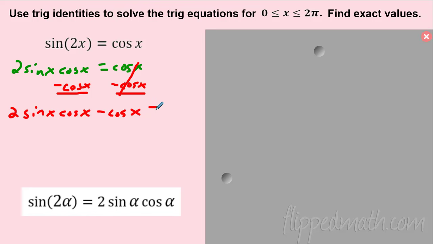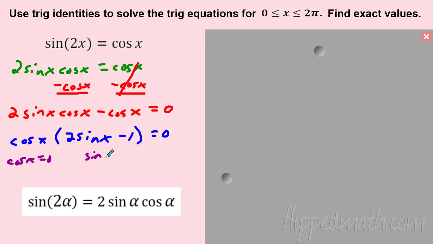So we said equals 0. Then we hope something factors out here, which it looks like it's going to. What do they have in common? They both have a cosine. So I'm going to take that cosine out. I'm looking at cosine x times 2 sine x minus 1. And now I can solve the trig equation here. I'm looking for when this equals 0. When does cosine x equal 0? And over here, when does sine x equal 1/2?